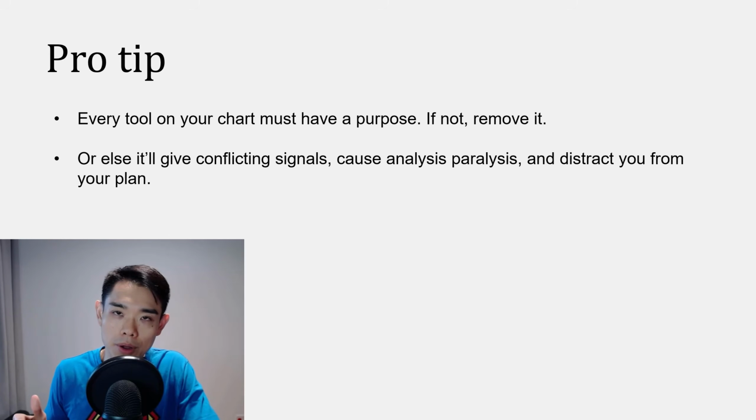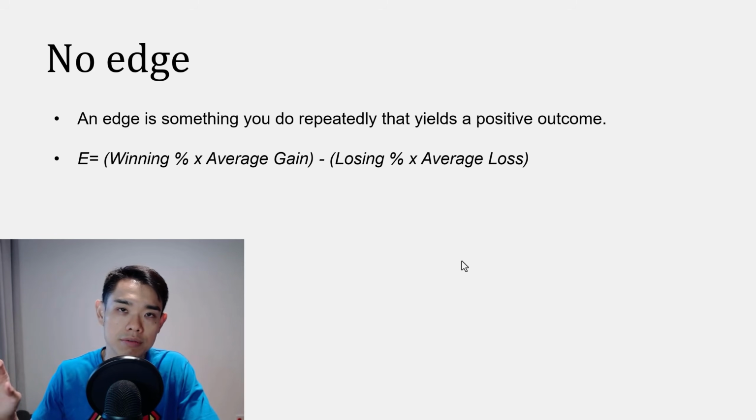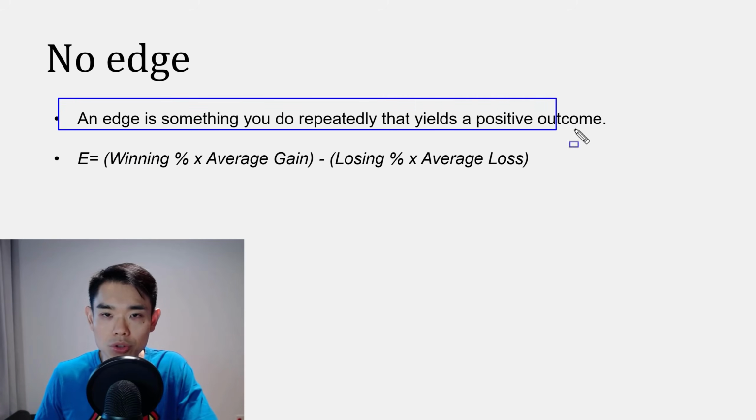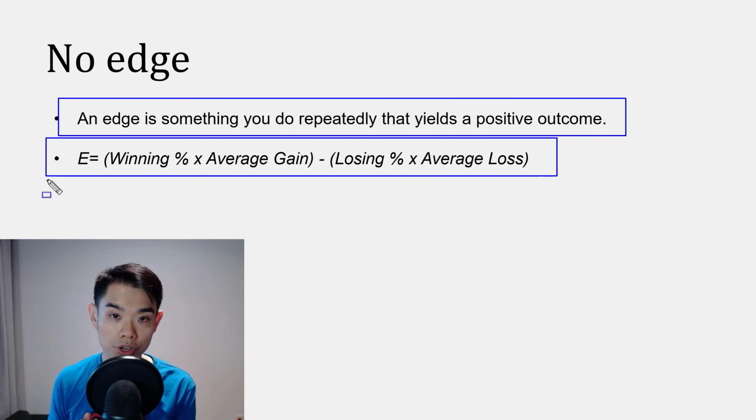I also want to talk about another reason why many traders fail with technical analysis, and it's because they don't have an edge in the markets. Their trading system doesn't have an edge. What does that mean? An edge is something you do repeatedly that yields a positive outcome. And an edge can be quantified using this formula over here. Let me explain. It's not difficult.